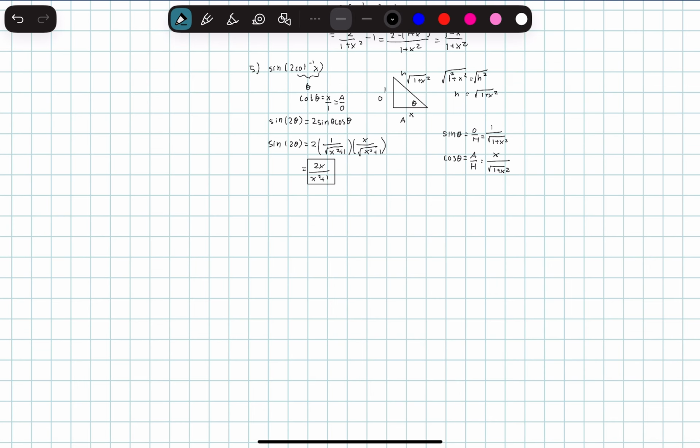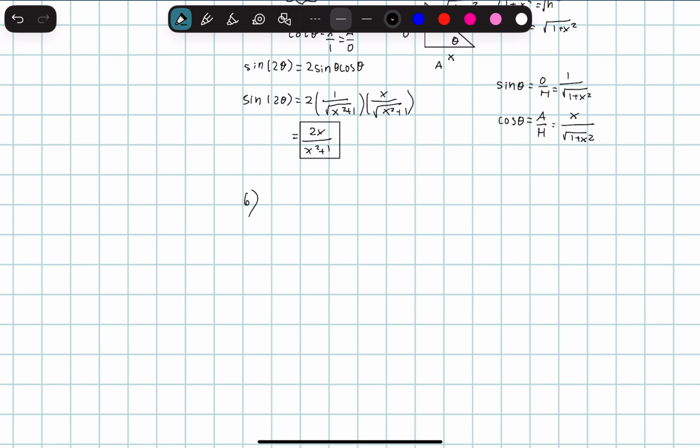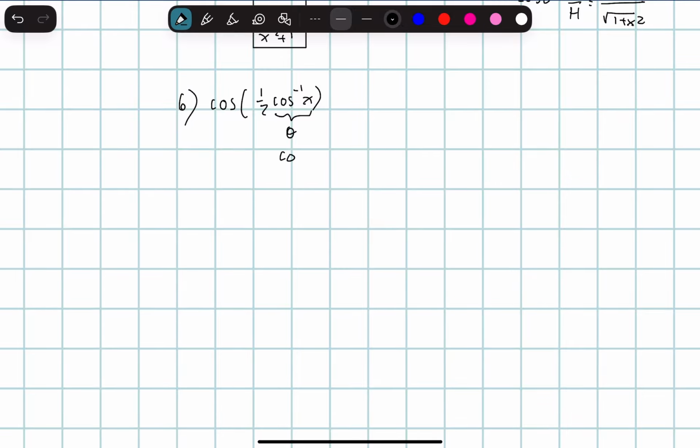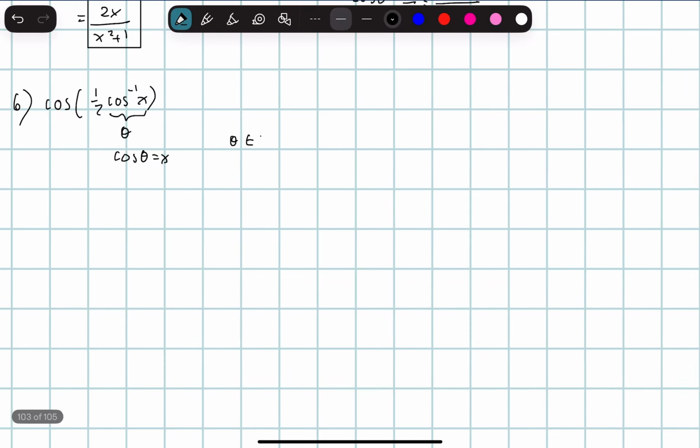Now let's move on to our final question, question 6. For question 6, we have cosine of 1/2 of inverse cosine of x. So we're going to let this inner part equal theta, and then cosine of theta is equal to x. Now also consider that theta has to be in the range 0 to pi.